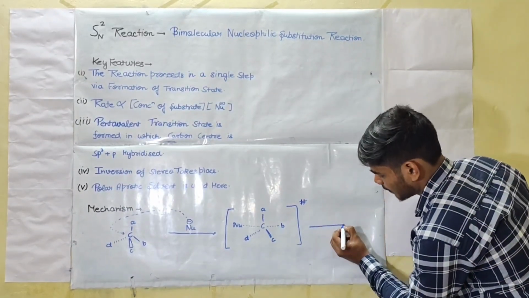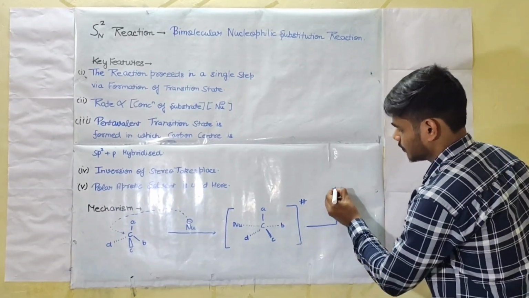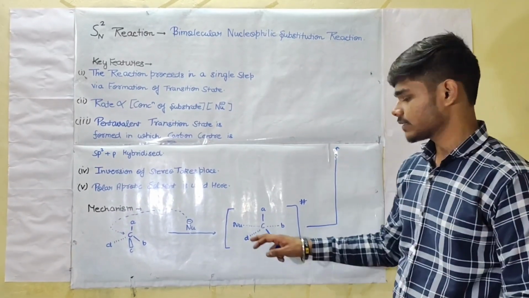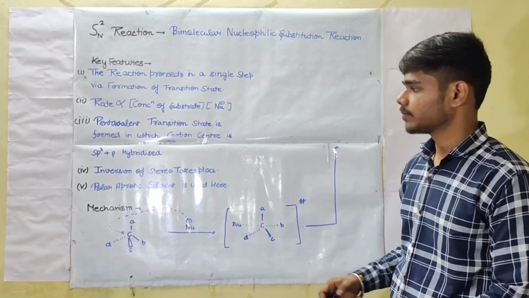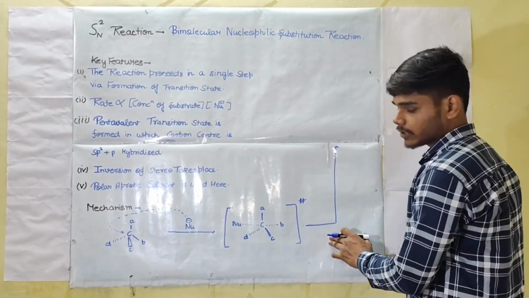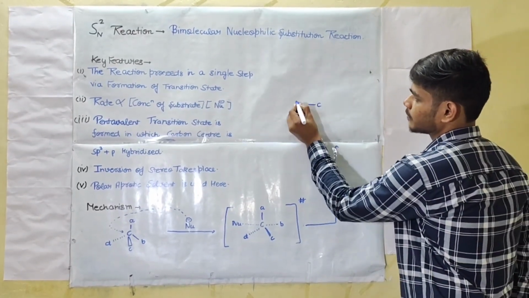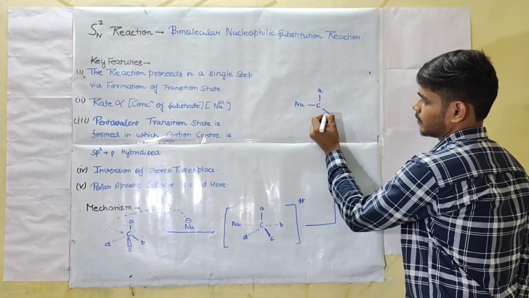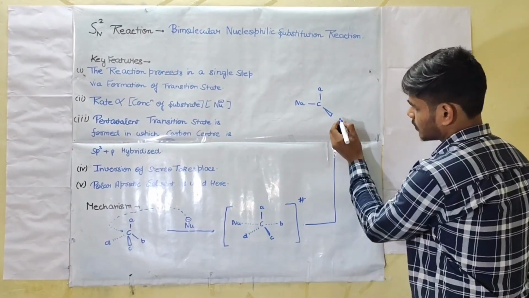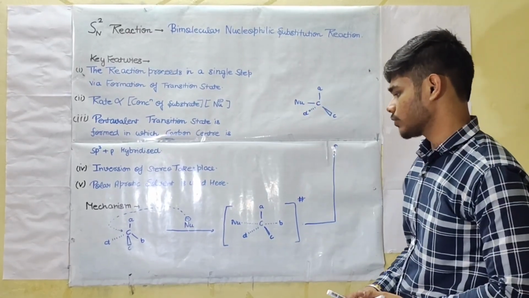Now the formation of product takes place by the loss of the leaving group B. By the loss of leaving group B, we get our product as C at wedge and D at dash position.